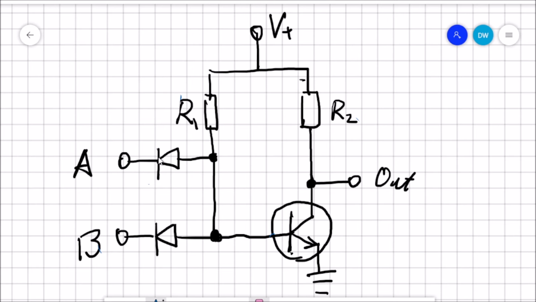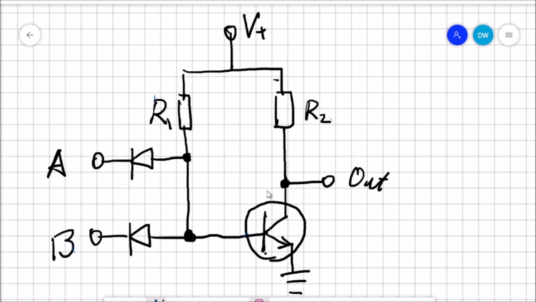So firstly, if we have a low on both inputs, so let's say 0 and 0, what happens? Well, you can see the voltage source here. The current will go from left and right as with a parallel circuit. On the left-hand side, because both A and B are low, the current can just go through the diodes and exit through the input terminals, which means there will be nothing or not much coming across here to activate the transistor.